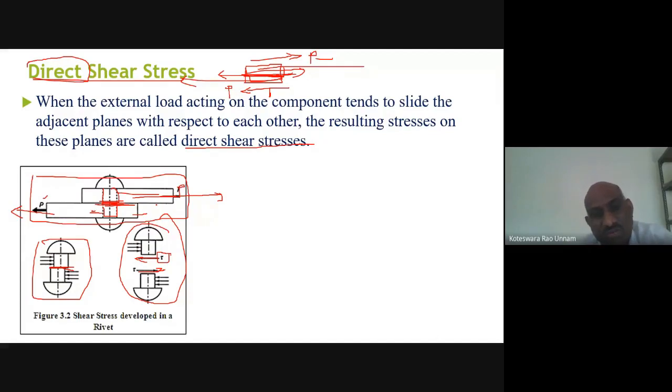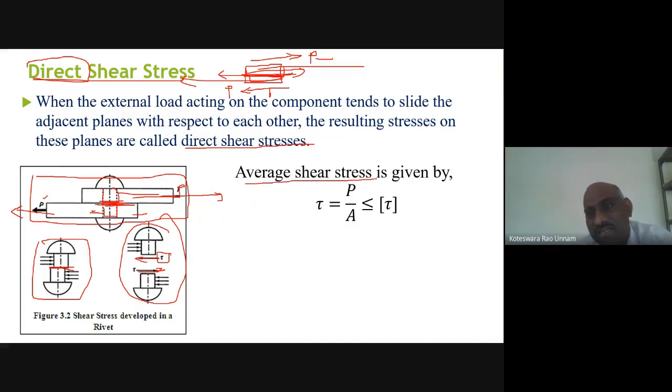You may have more than two also. In that case, you need to consider that many number of times the shear strength values. So now, here the design equation for this is the average stress, which is given by tau, that is nothing but the load divided by the shearing area.